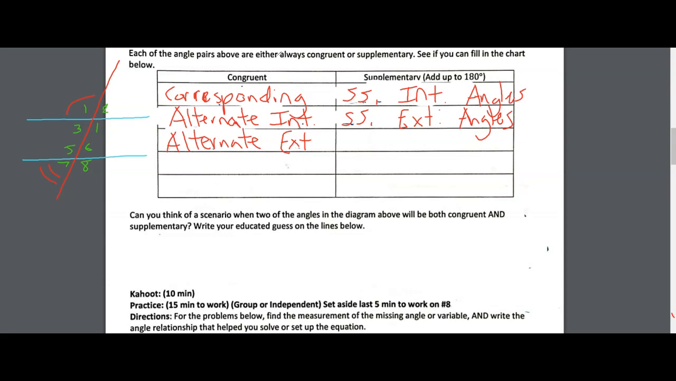We're not going to cover this in the video, but think about this question. You can bring it to our discussion at a later time, and we can talk about when angles may be both congruent and supplementary, depending on how the parallel lines and the transversal are drawn. But let's get into some practice.